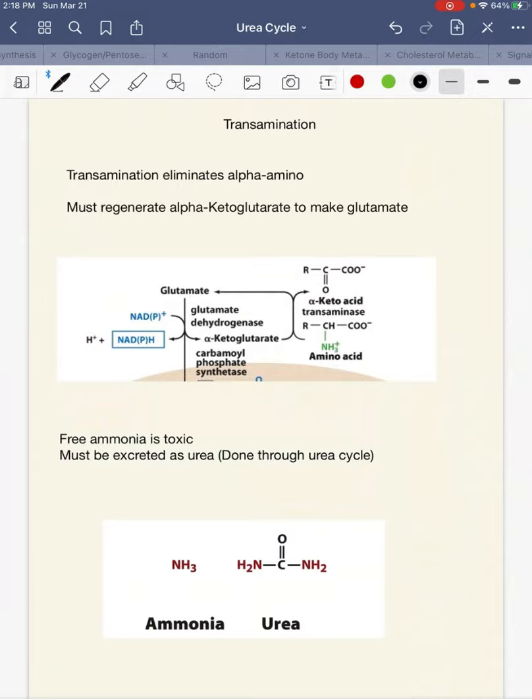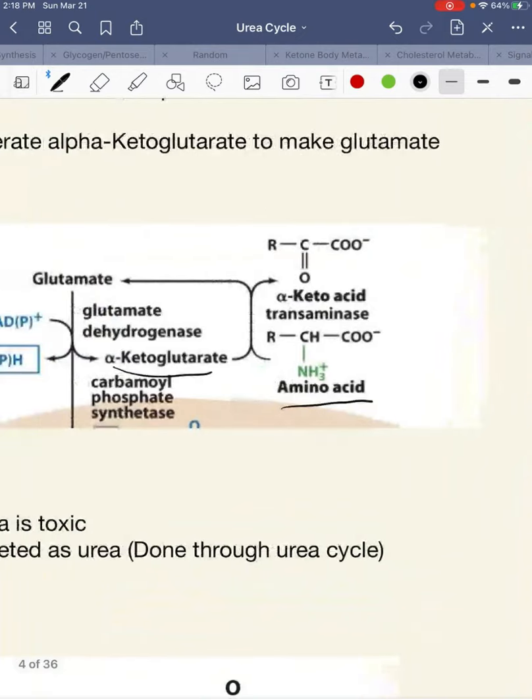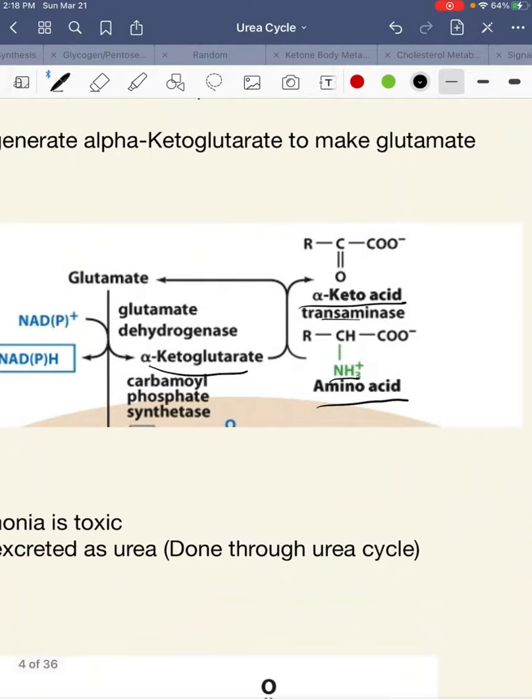So the transaminase reaction, like I briefly mentioned: you have an amino acid, and you have alpha ketoglutarate. This amino acid can be any of the amino acids, but the ones you'll see, like I said, are alanine and aspartate. You make an alpha keto acid. If you use alanine, you make pyruvate. If you use aspartate, you'll make oxaloacetate. In the transaminase reaction, we put the NH3 on alpha ketoglutarate, and we make glutamate.